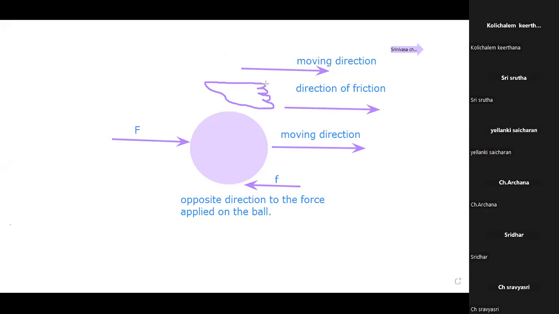Okay, so when we are walking, then the moving direction and the friction direction are both in the same direction. But the force applied in that situation is applied backwards, and we are moving forward. When we move forward, the force is applied backward. So the frictional direction will be the forward direction. Okay, this is the most important thing.